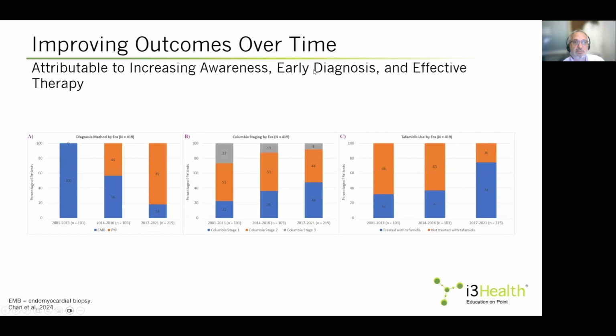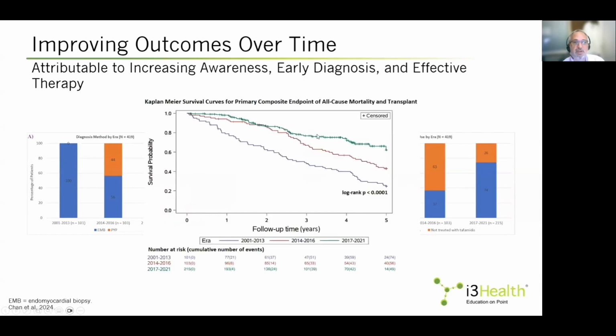And all of these, increased awareness, early diagnosis, and effective therapy, have led to markedly improved outcomes. So you can see the median survival early on, prior to 2013, was about 2.5 years, and now we haven't even reached median survival. It's probably out to 7 years. So amazing improvements in how people are doing with modern therapies.